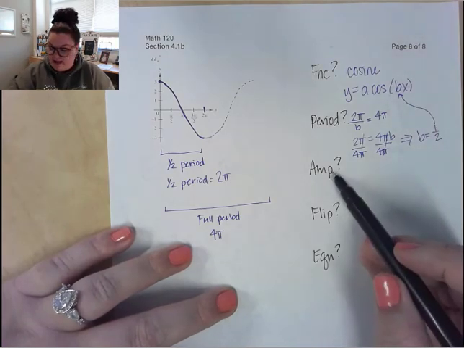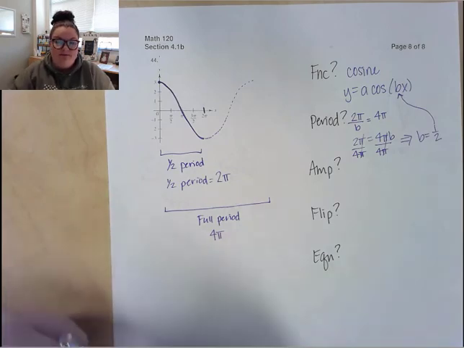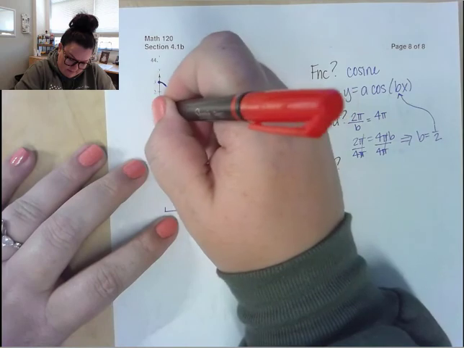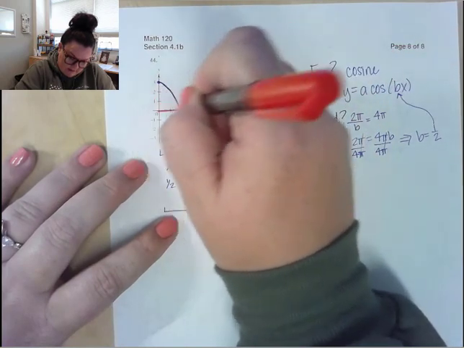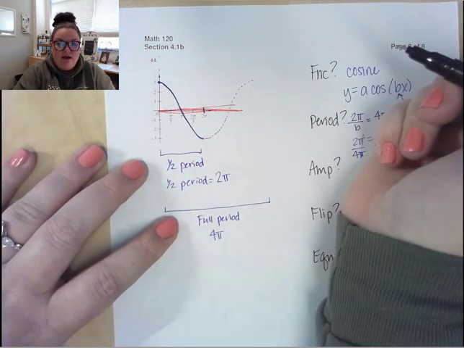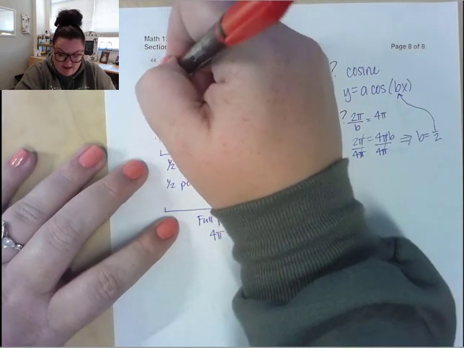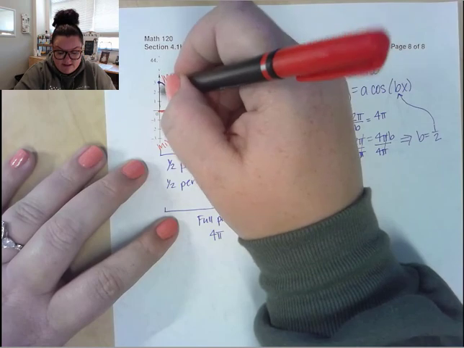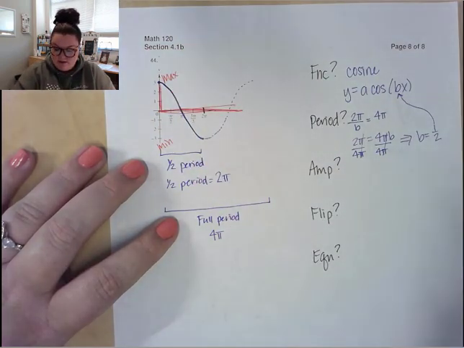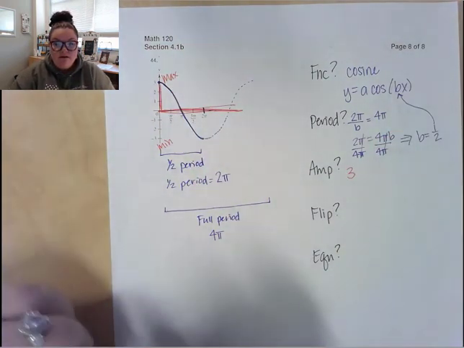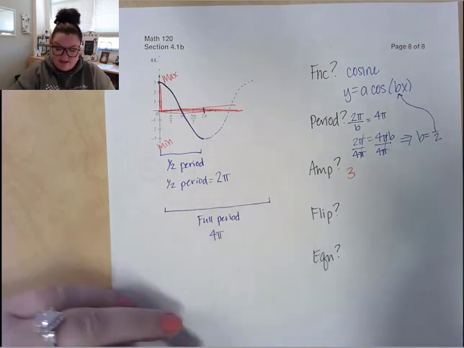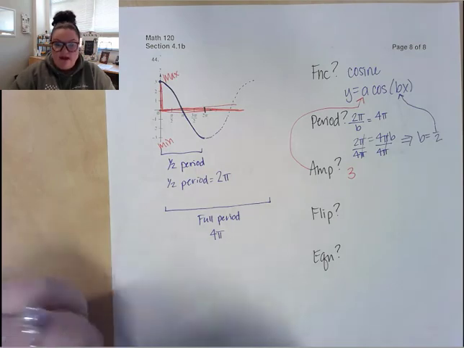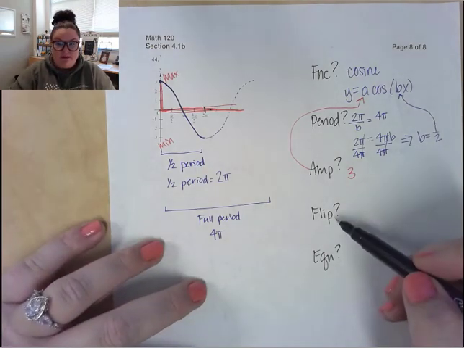Now I need to find my amplitude. So I go from my vertical center. So here is where my vertical center is, right, of this one. And I can see that up to my max, right, or down to my minimum, that is a distance of 3. So my amplitude is a 3. So that's my A value, right? And I want to see if it has been flipped, right?